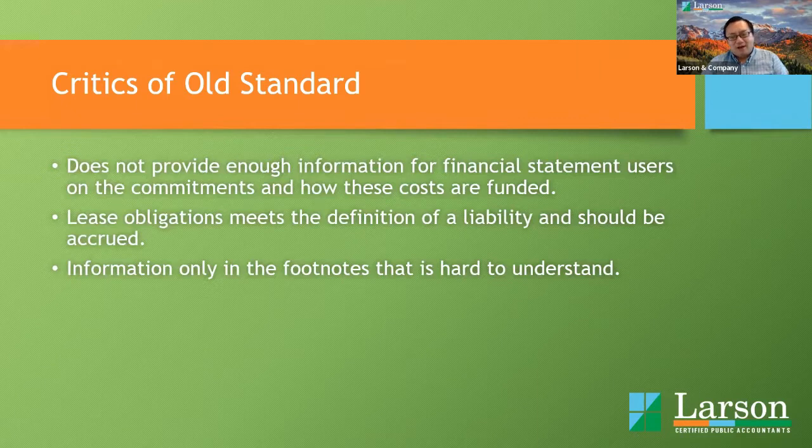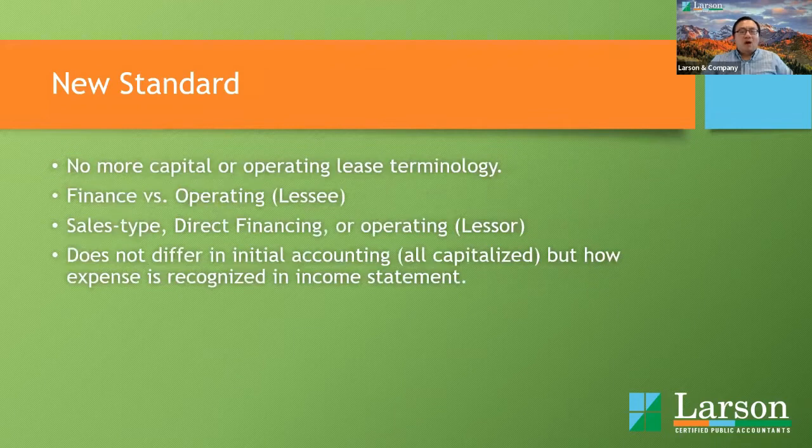And so that is why this new standard came about, to provide more information in footnotes, as well as to record all leases that are long-term, meaning longer than 12 months, as a liability on the books. So the new standard really takes away capital or operating lease terminology, moving to finance versus operating.